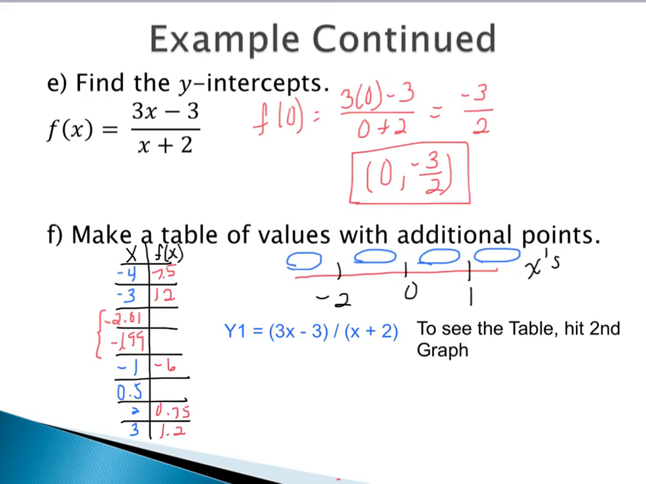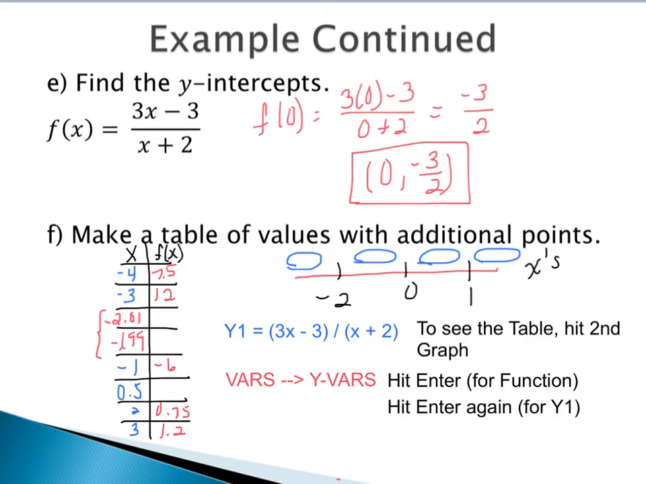But what you can do is on your home screen, you hit the vars button, you go over to y-vars, you're going to hit enter for function, hit enter again for y1, and then you would have y1 in parentheses. You would put, for example, -2.01, close the parentheses and hit enter, and what it does is that it evaluates -2.01 in what you put into y1 in your equation before. You can do that again for -1.99, you can do it again for 0.5, and then that way you're not trying to sit there and do too much work with your calculator.